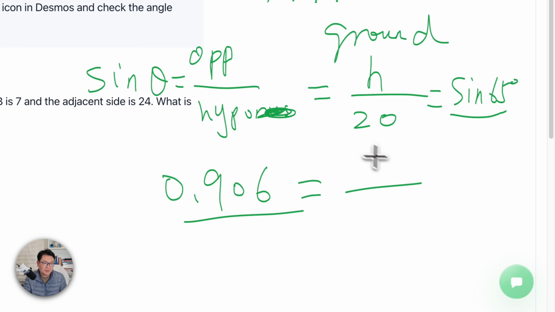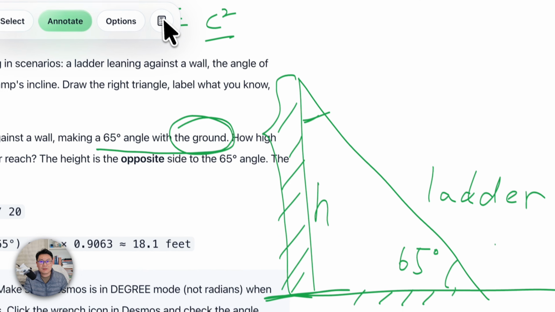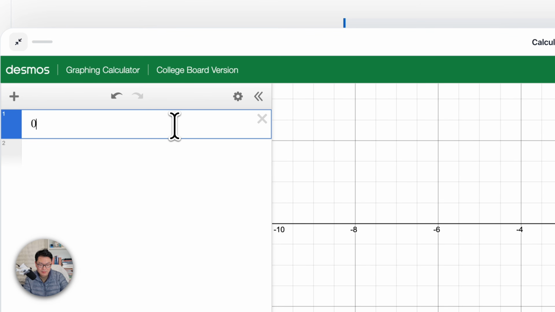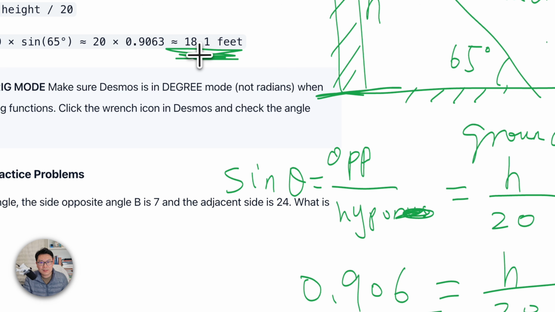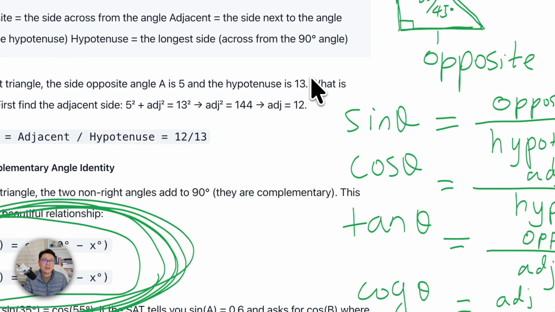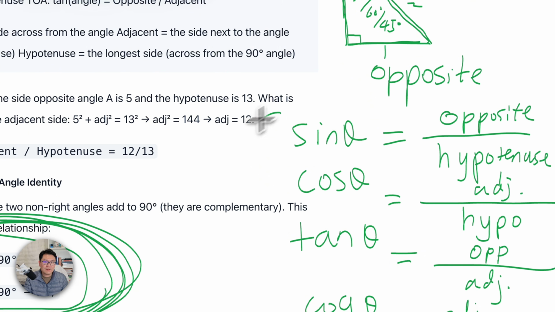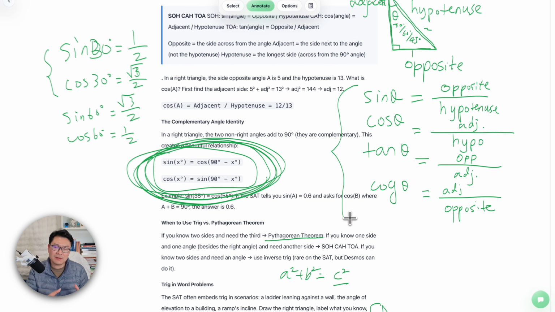And this thing is equal to h divided by 20. So h is equal to 0.906 times 20, right? We can use a calculator again. 0.906 times 20 gives you 18.12. It's approximately equal to 18.1 feet. Yeah, that's how you solve that. Basically, it requires you to use this formula to build up equations and then solve that equation. All right, so it's pretty simple.